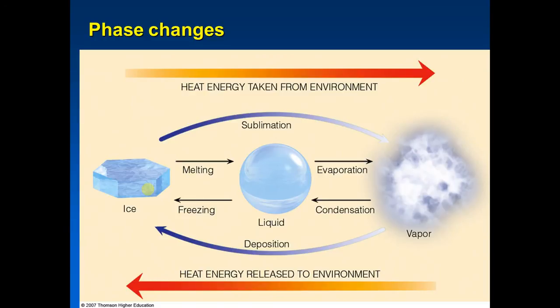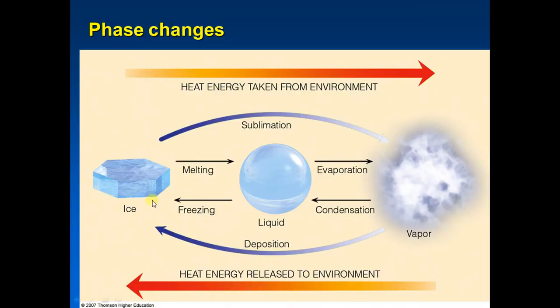So during melting, would energy be released or taken from the environment? Because it's going from left to right, lower to higher energy state, heat energy is taken from the environment. Think of it this way. In order to go from a lower to higher energy state, there has to be an increase in energy, and that energy has to come from somewhere. It's taken from the surrounding environment or the atmosphere. That's why going from a lower to higher energy state is a cooling process. It removes energy from the environment.